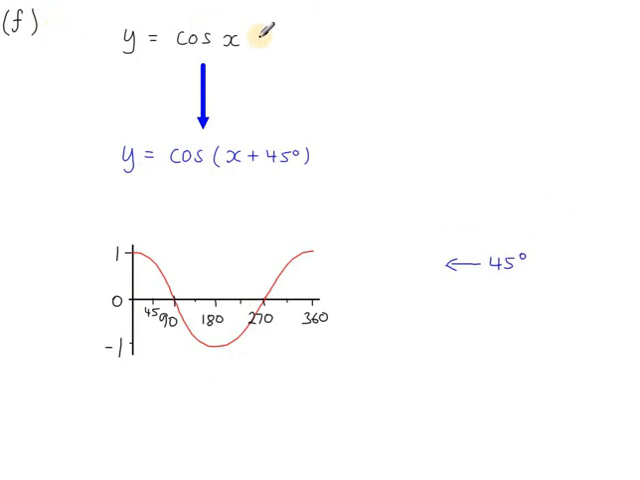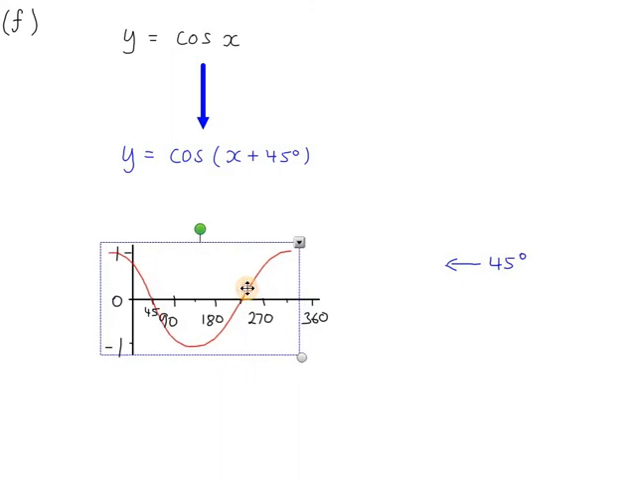Part F, the graph of y equals cos x is transformed to y equals cos (x plus 45). This is a translation in the x direction, and it's in the negative x direction. So I need to translate this graph, the original cosine graph, this one here, I need to move this to the left by 45 degrees. So we get something like this. This is now the graph of y equals cos (x plus 45).